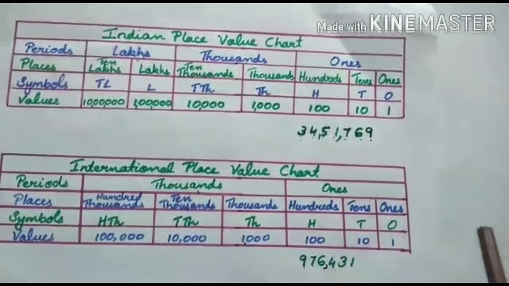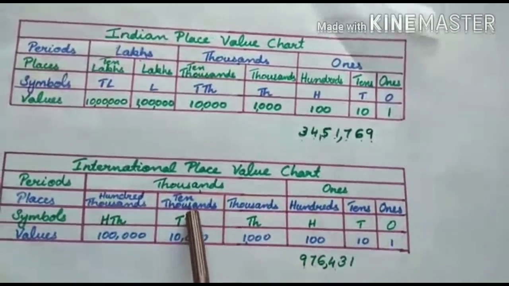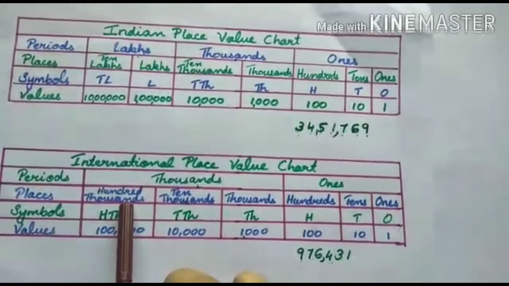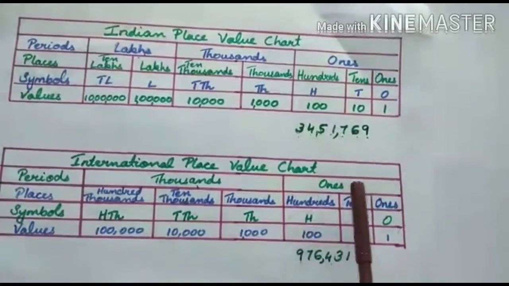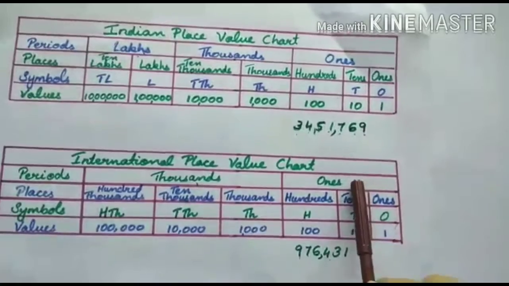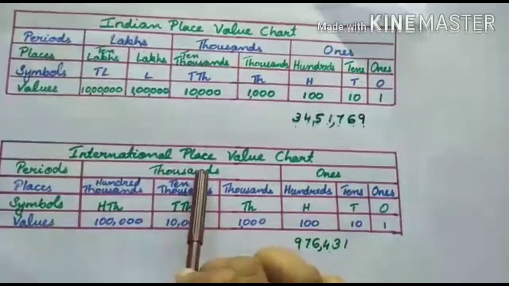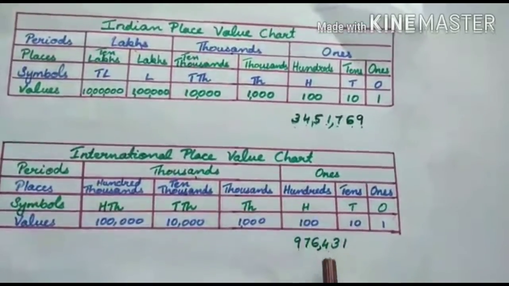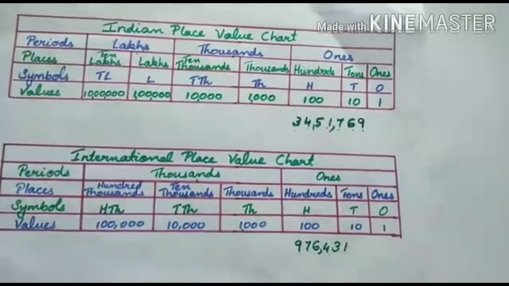So, coming to the international place value system. The places come the same way: ones, tens, 100, 1,000, 10,000. The change here is that instead of lakh, we write 100,000. And the periods: the first three places come under the ones period. Ones, tens and hundreds form the ones period. Next, 1,000, 10,000 and 100,000 form the thousands period. So here, after three digits, we separate with a comma. Then the next three digits come under the next period.